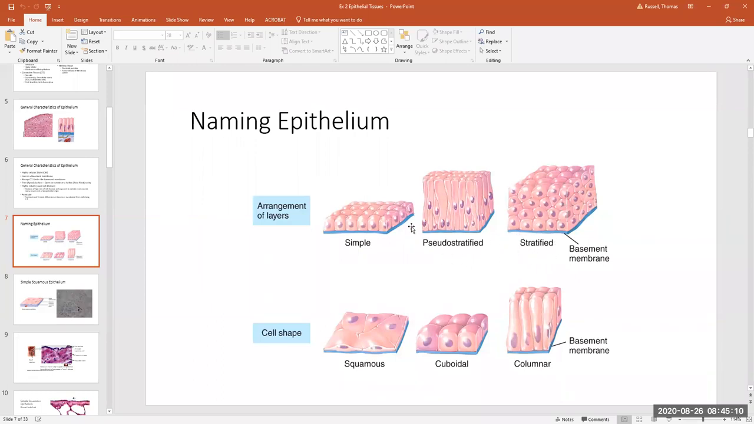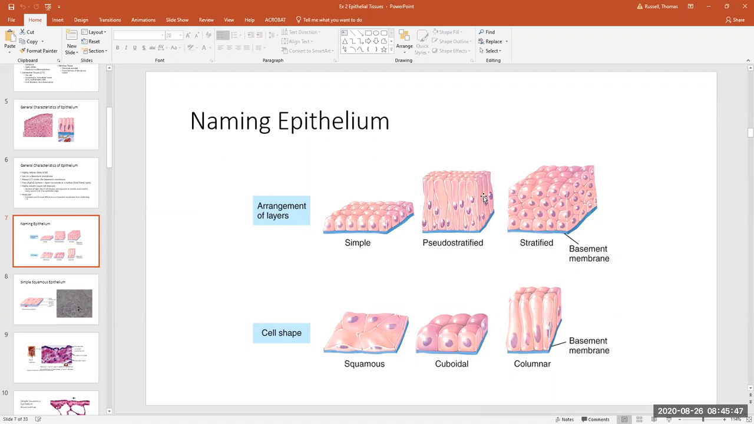And then we have this weird one in the middle. We're going to cover one type of pseudostratified epithelium. This particular type of epithelium is called pseudostratified because the prefix pseudo, as you probably know, means false. So if you looked at this type of tissue under a microscope, it would look like there's multiple layers of cells because the nuclei are staggered. Some nuclei are lower, some nuclei are higher up in the cell that makes up the tissue.